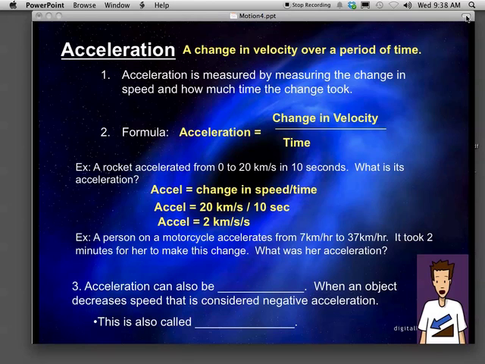Okay. So her speed was increasing 30 kilometers per hour in 2 minutes. So 30 divided by 2, you got 15. 15 kilometers per hour per minute. Yes. So every minute that went by, her speed on a motorcycle increased 15 kilometers per hour.